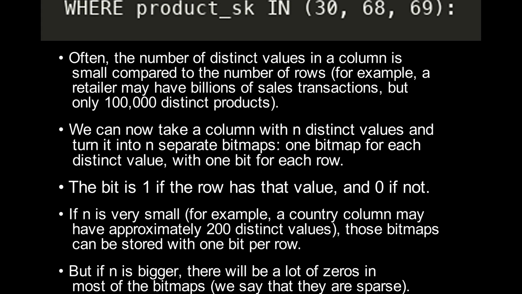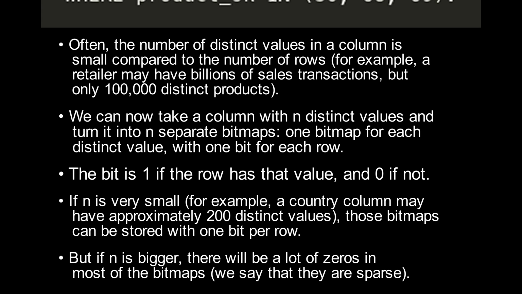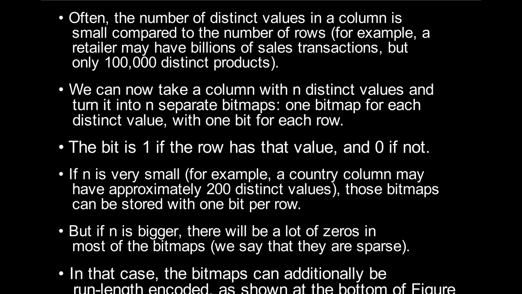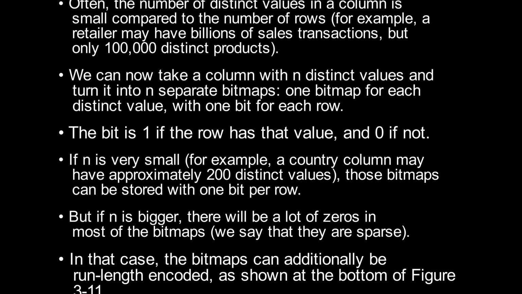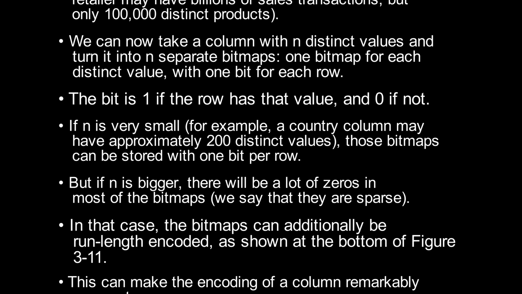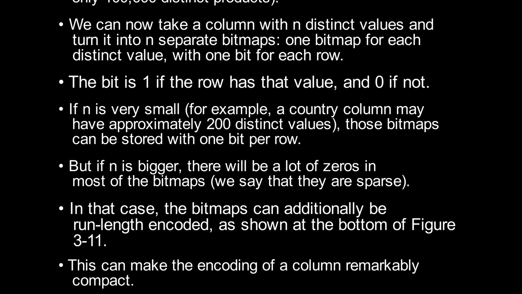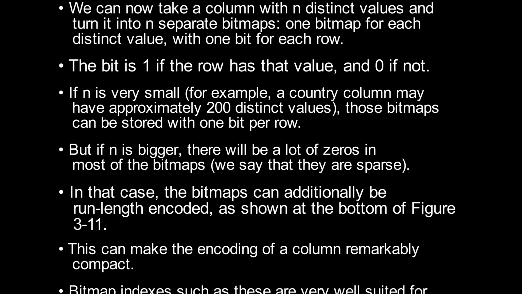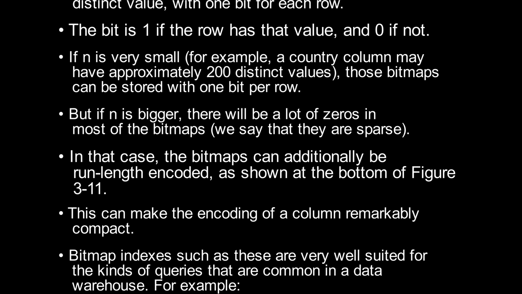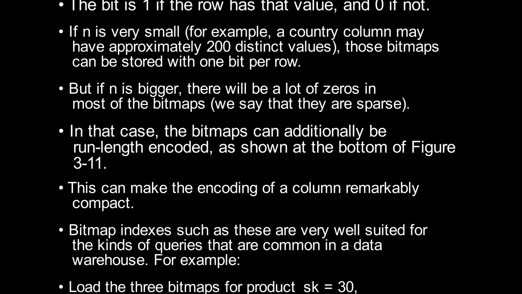If n is very small, for example, a country column may have approximately 200 distinct values, those bitmaps can be stored with 1 bit per row. But if n is bigger, there will be a lot of zeros in most of the bitmaps. We say that they are sparse. In that case, the bitmaps can additionally be run-length encoded, as shown at the bottom of Figure 3-11. This can make the encoding of a column remarkably compact.